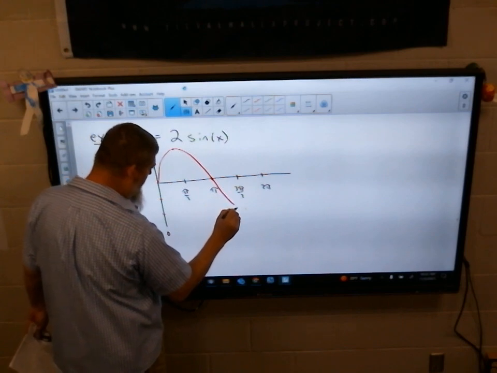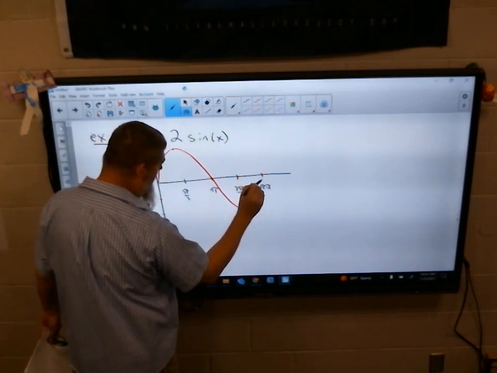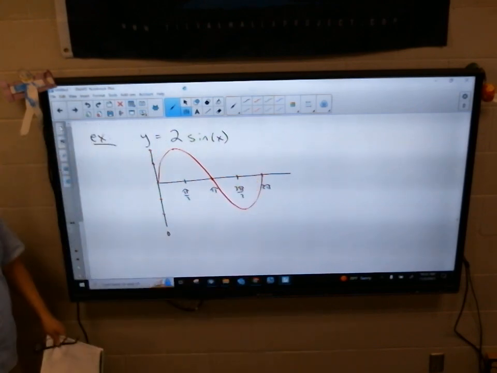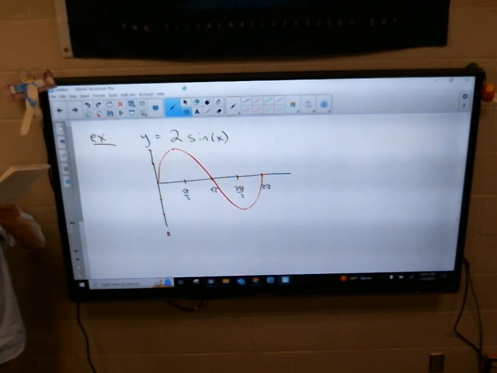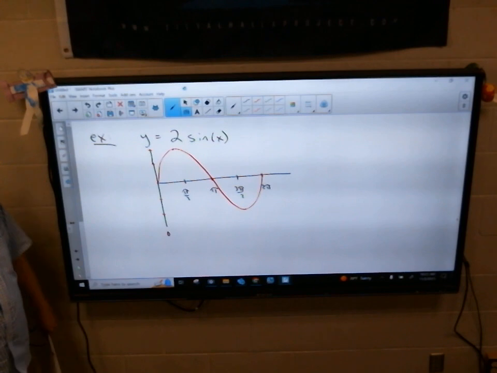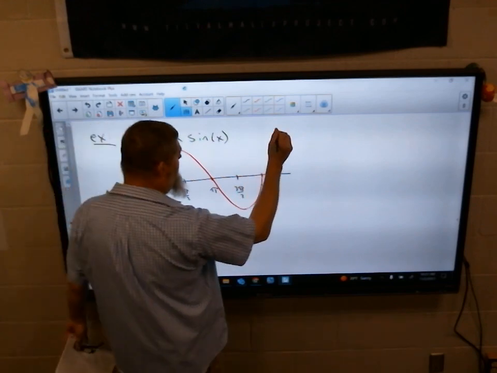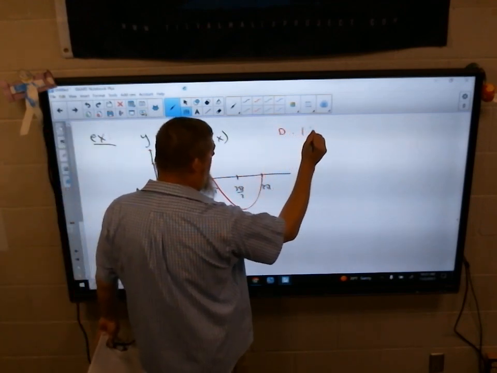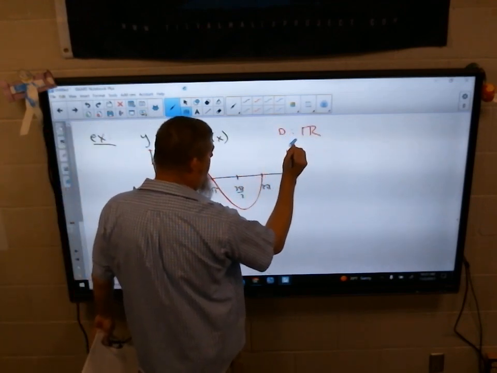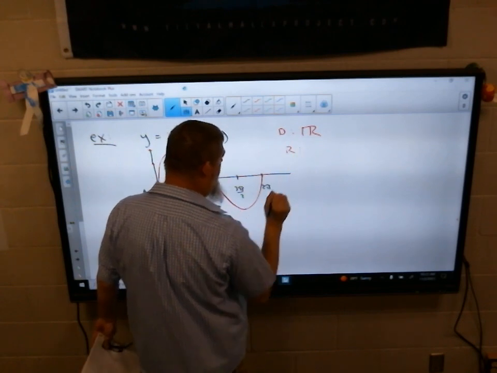I'm trying to draw it as close as I can. And all we've done now is we've stretched the sine curve. We've made it wider. All the characteristics are the same. The domain is still all reals. In this case, though, what is the range?